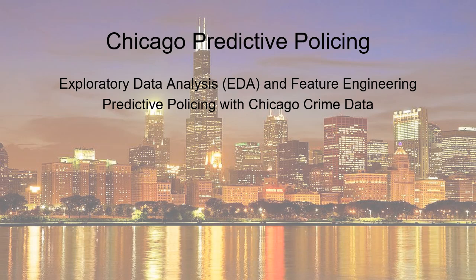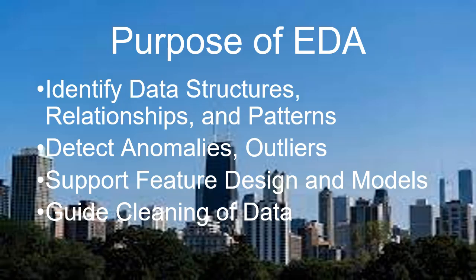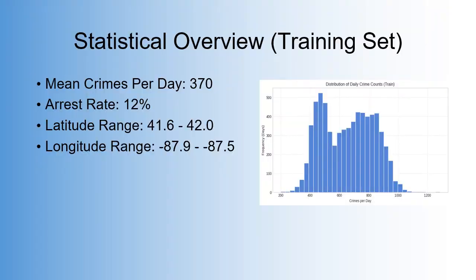Hello. In this presentation for the Chicago Predictive Policing, we're going to be covering the exploratory data analysis process and the feature engineering steps used to prepare the data set for predictive modeling. The goal of exploratory data analysis is to uncover structure and relationships in the data. EDA helps identify patterns, anomalies, and correlations that guide how we build and evaluate our model. This stage transforms raw data into actionable insights.